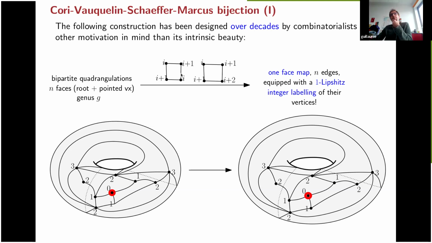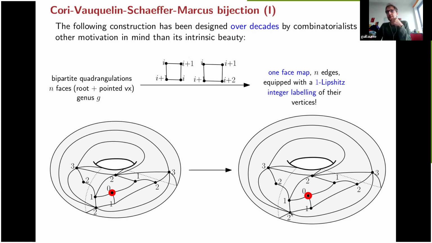If I go around a face of my map, so it's a quadrangle because I started with a quadrangulation, and if i is the smallest label in my face, I claim that the other labels are either i+1, i+1, i+2, or i+1, i+2, i+1. Why is this true? Well, by the triangle inequality, the distance can vary by at most 1 along an edge. And because my map is bipartite, it cannot vary by 0, because otherwise I would create an odd cycle by looking at the two corresponding geodesics. So distances vary by exactly 1 along each edge, and so there are only these two possibilities. There are two types of faces in such an object.